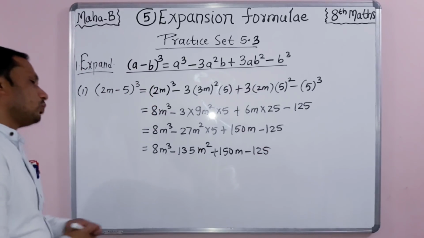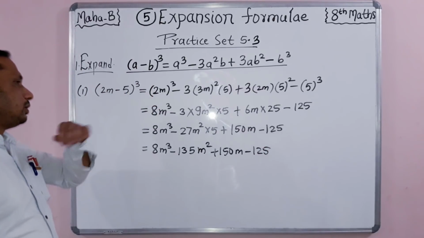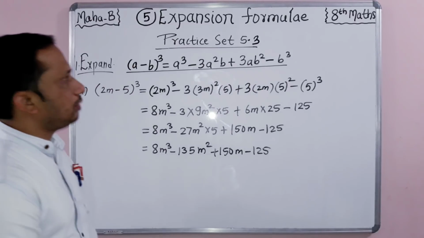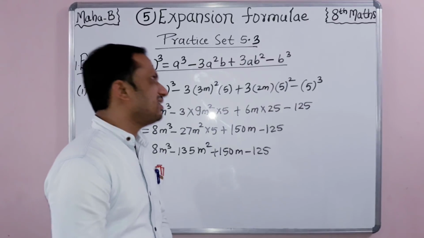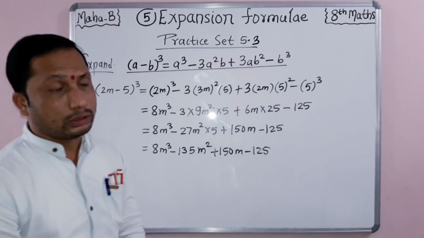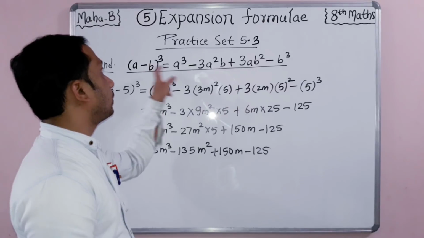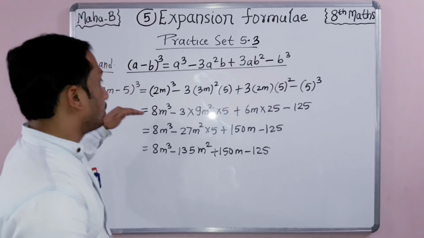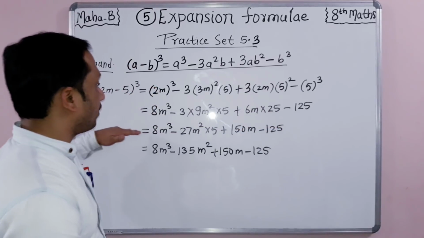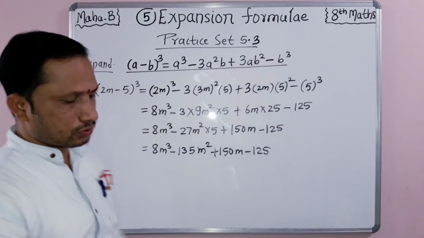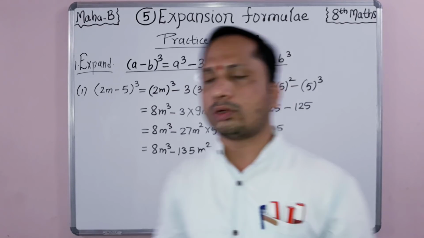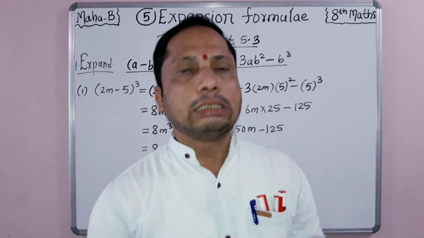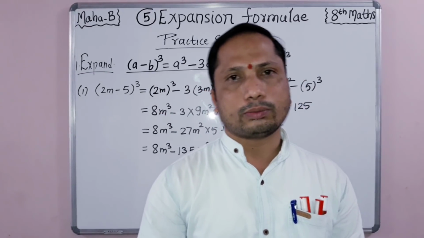Okay students, so this is nothing but the expansion of the given expression by using the formula (a − b)³ = a³ − 3a²b + 3ab² − b³. If you use this formula exactly for the given problem, then you will get the solution like this. You just have to do the multiplication and finally you will obtain your solution. In this way we can solve these problems very easily, and this is the first problem from practice set 5.3. Now we are going to solve the second problem.